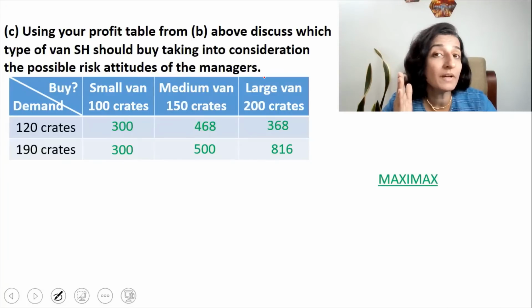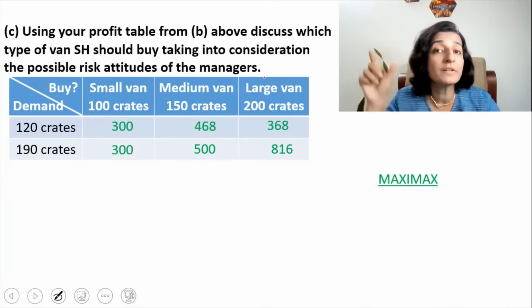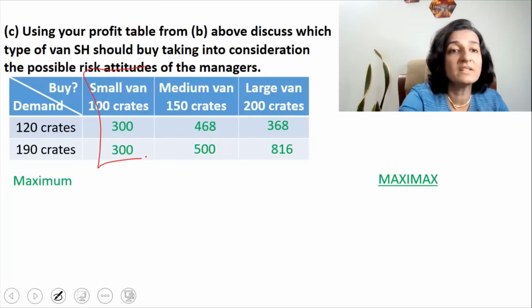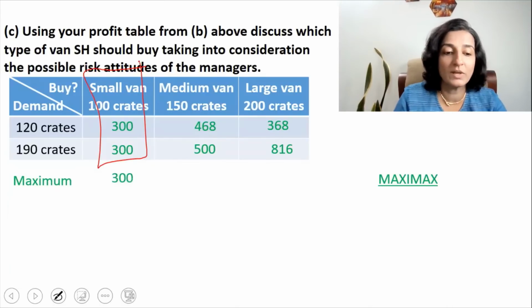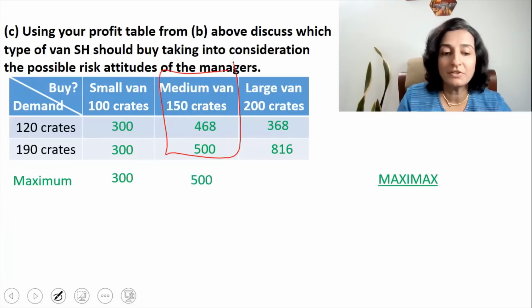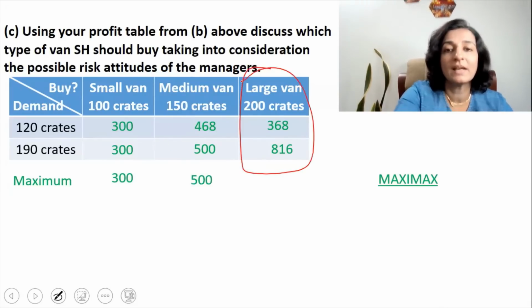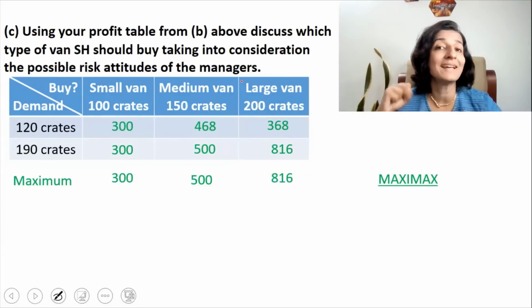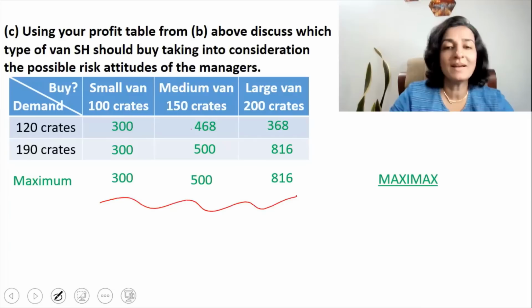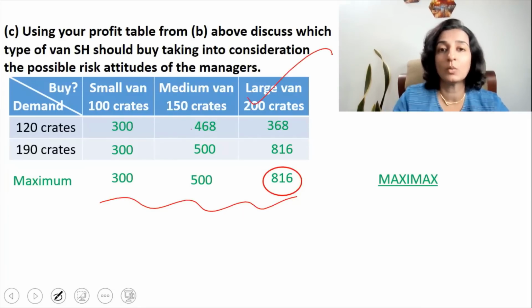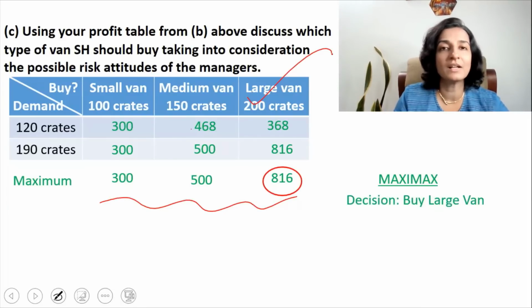So first we will find out the maximum profit of each of the decisions. So the maximum profit, if we decide to buy the small van, is $300. For the medium van, it is $500. And for the large van, it is $816. Out of which we have to select the maximum. So among the maximum, 816 is the highest. So the decision will be to buy the large van.